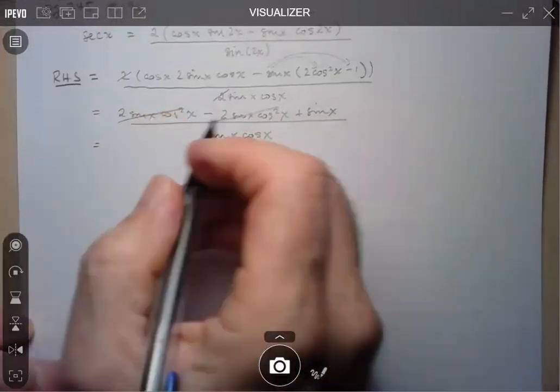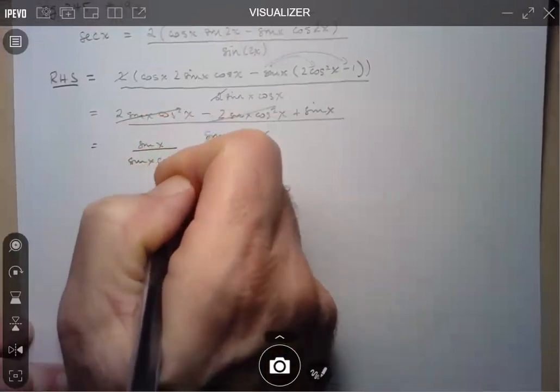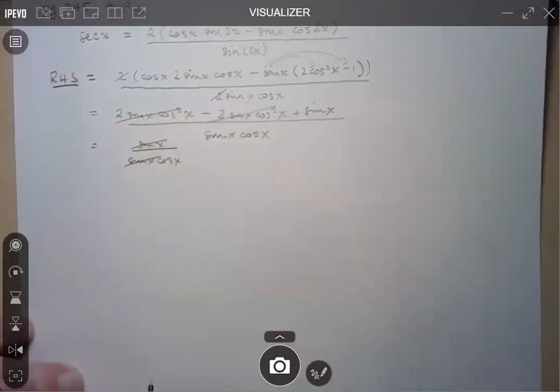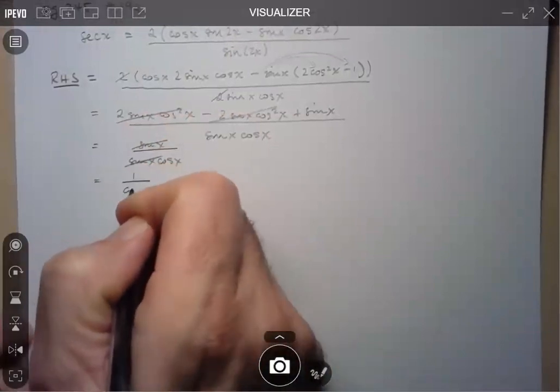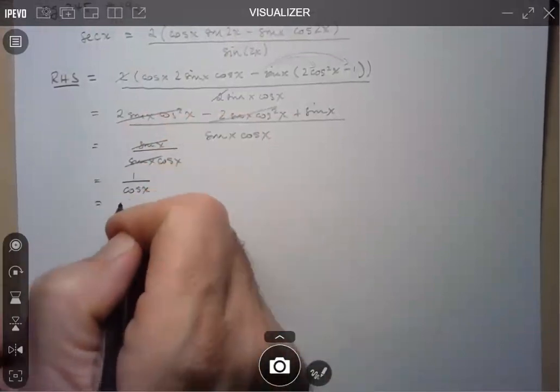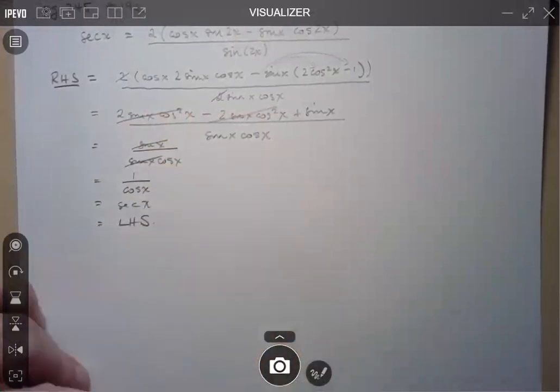And now what am I left with? I'm left with sine x over sine x cos x. Sine x's are factors of both numerator and denominator, and all I'm left with is 1 over cos x, which of course is just my left-hand side.